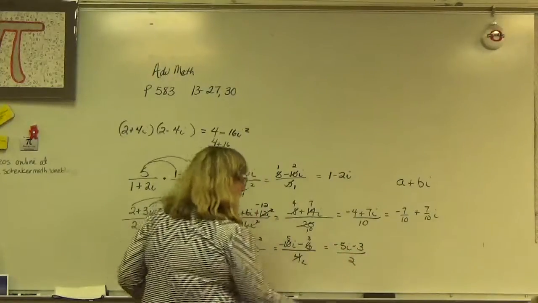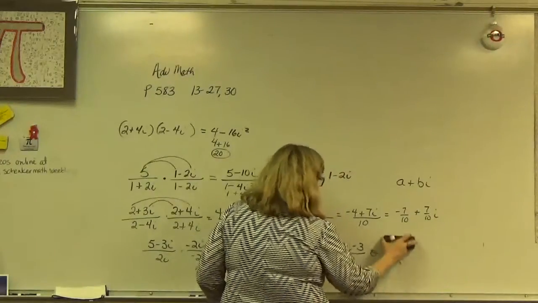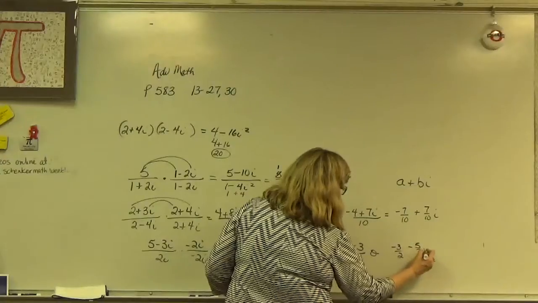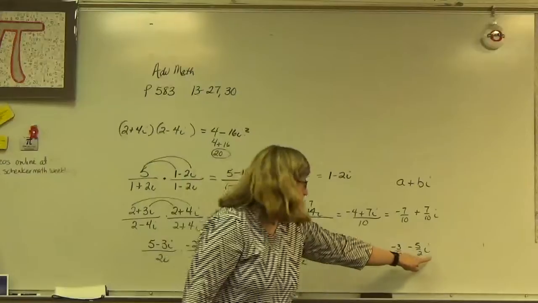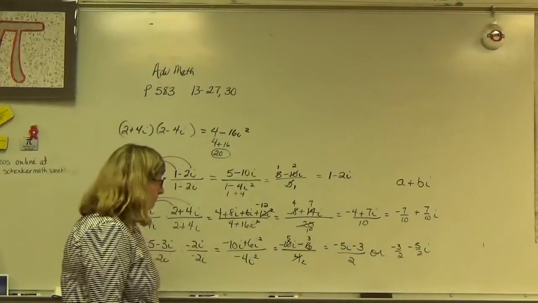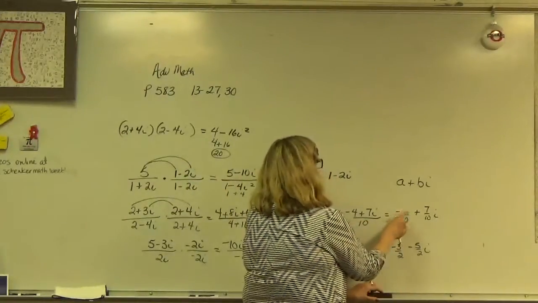And if you prefer it, you can write it in a plus bi form. Negative 3 over 2 plus negative 5 over 2 i. Wait, aren't you supposed to put the i term at the back? Notice I did that when I wrote it in a plus bi form. So the first one would have been negative 4 over 10, plus 7 over 10 i. Oh, I should have had a 4 there. Why didn't I write it there?